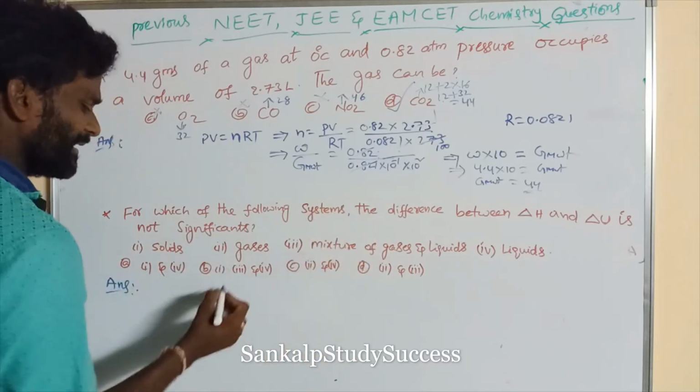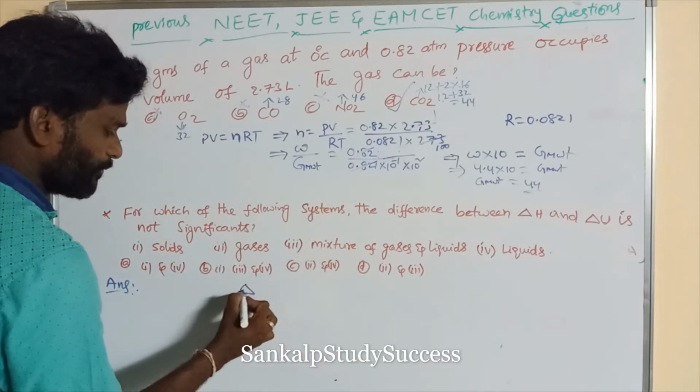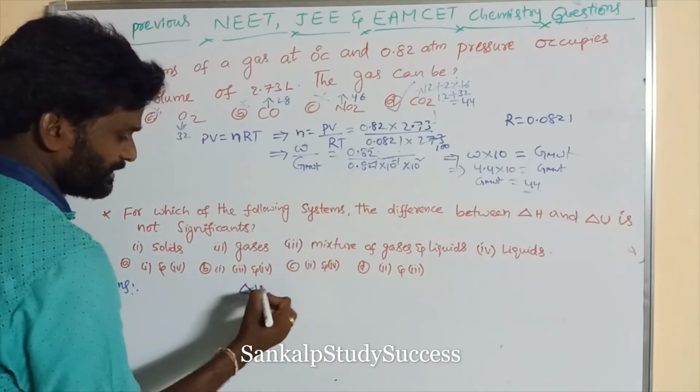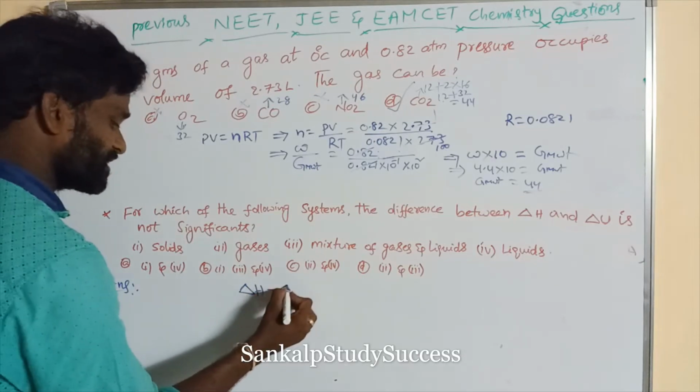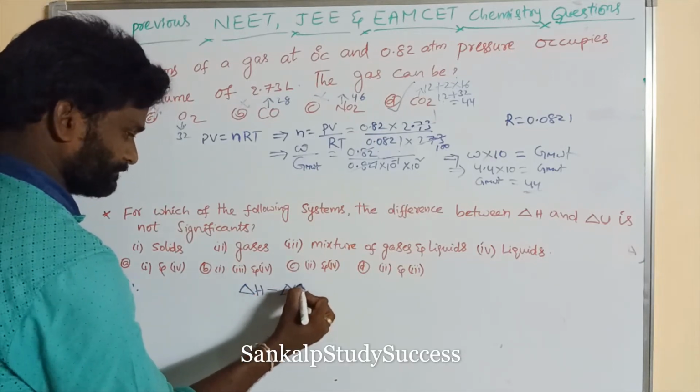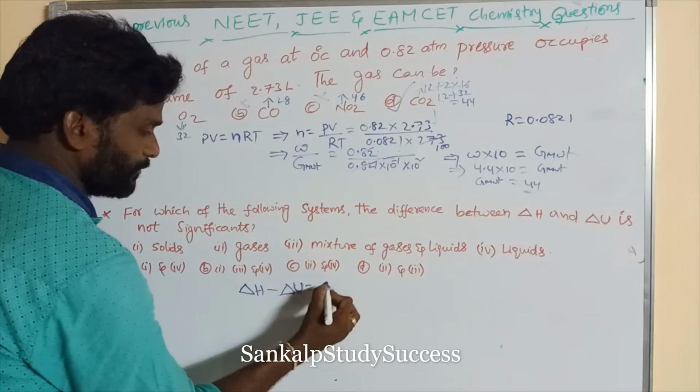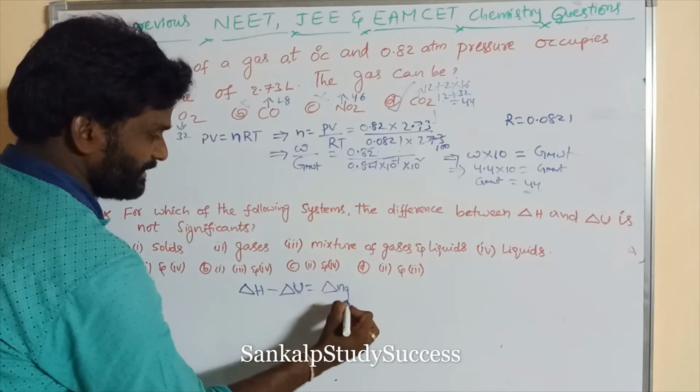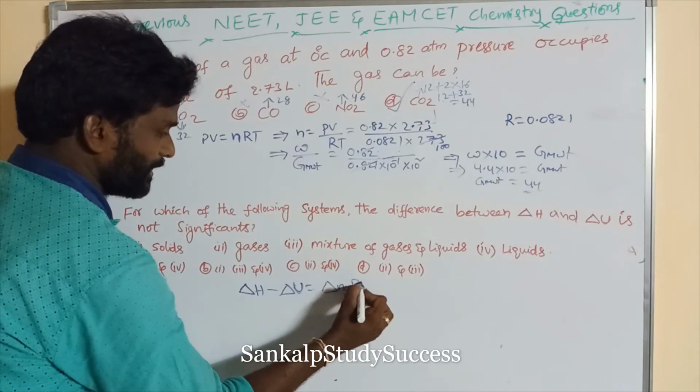So we know one equation: delta H minus delta U is equal to delta Ng into RT.